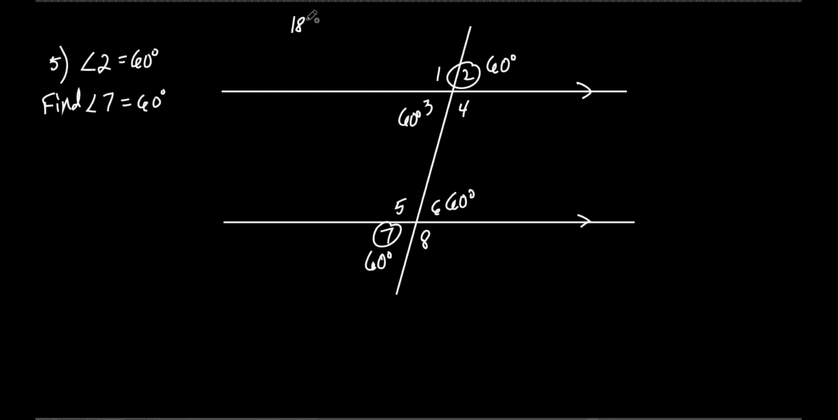Yeah, but you went what? You went 180 minus 60. That's how you got the 120, isn't it? Yeah. So this is supplementary, right? Look at it. It forms a straight line, doesn't it? So you know it's going to be supplementary because it's a straight line.